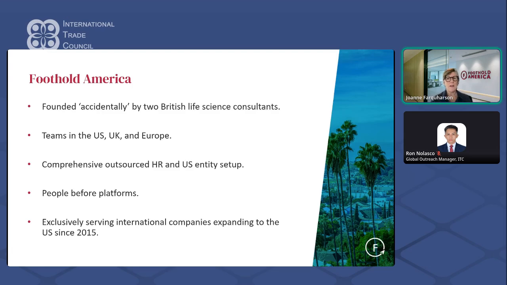And that's when they realized, hey, we can help other people. They called the service Foothold America and began quite small. And after a while, they realized there are a lot of companies that could use some help stepping into the U.S. market. So now Foothold America stands on its own. We have our original founders as a part of our board of directors.